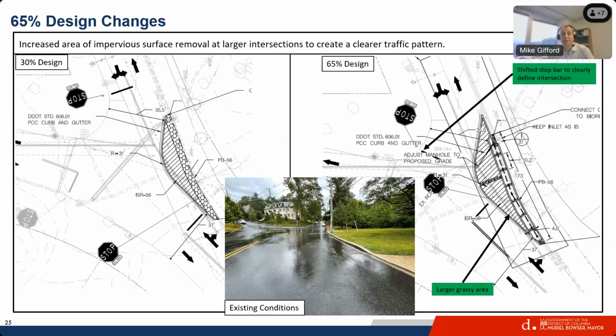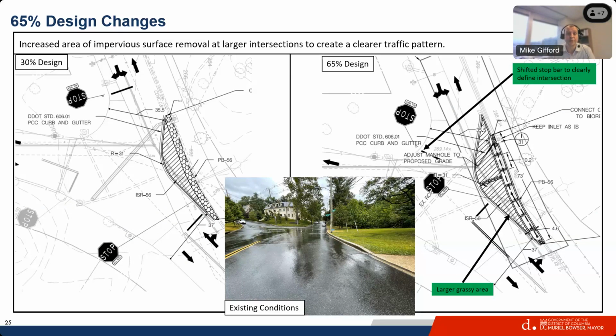We also, once again, tried to improve our intersections where we were working on them. So here we have an impervious surface removal. As you can see in the bottom picture here, it's kind of an open area. There's a large amount of pavement where these two roads come to a T together, but it's unclear who has the right of way, which is the predominant road, and all of that.